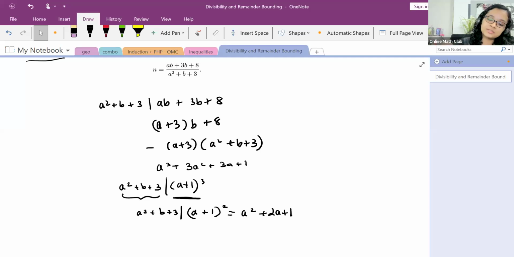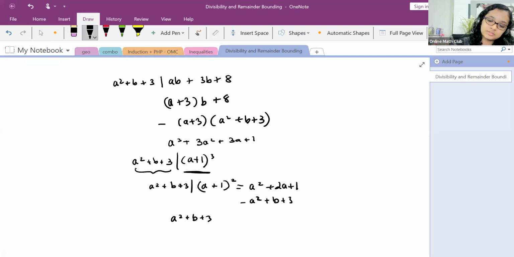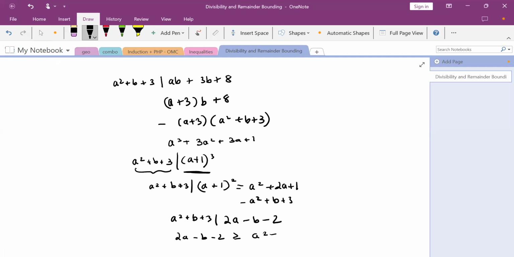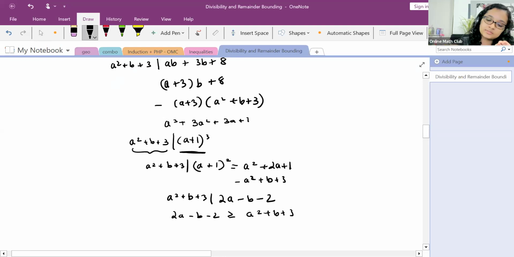An easier way to say that is, from here you can just subtract a square plus b plus 3, because as I said, you can subtract the LHS any number of times you want from the RHS. So you just have a square plus b plus 3 divides 2a minus b minus 2. And now you have two cases, and it's easy to check that either this is greater or equal. I don't think there are any values for which this is greater than or equal to this.